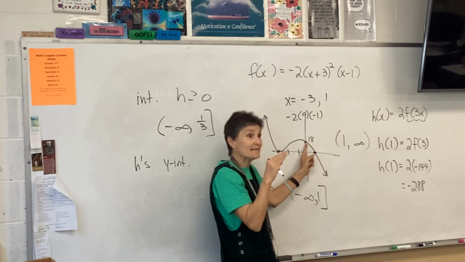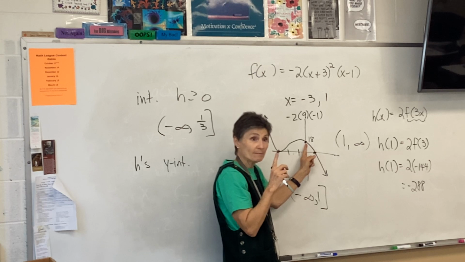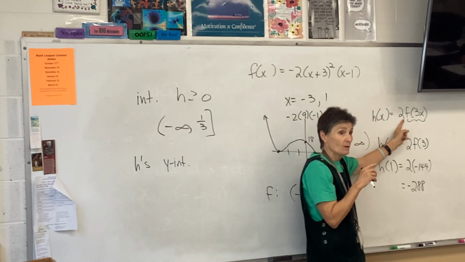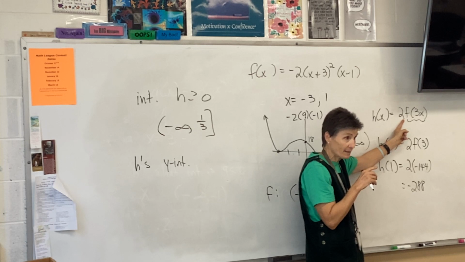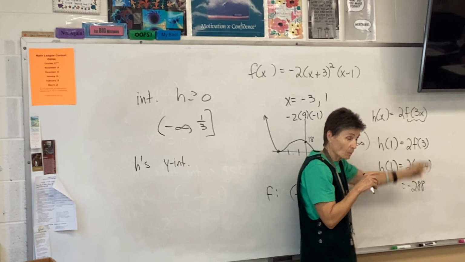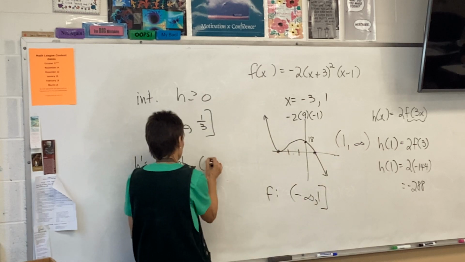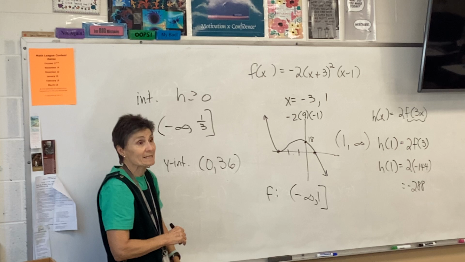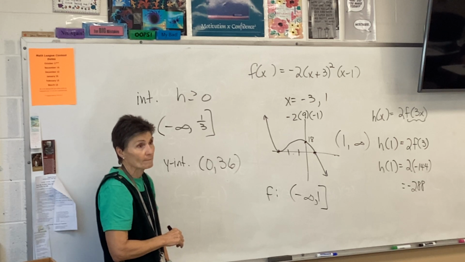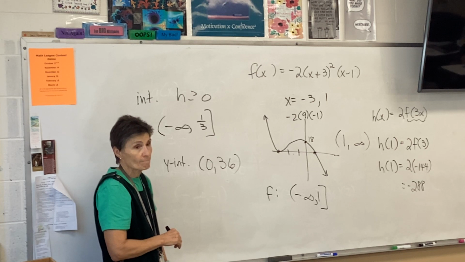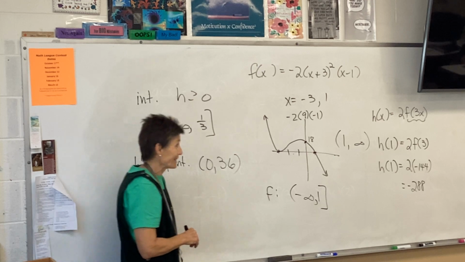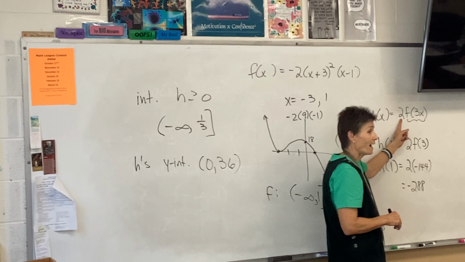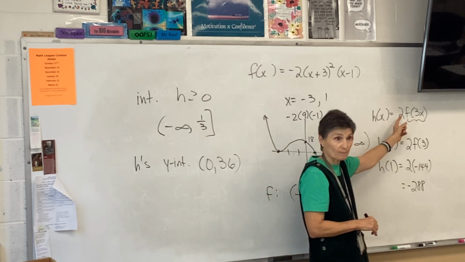So that height is 18, right? So what happens to this function? All the y's get doubled. So where's the y-intercept for this guy? 36, because it's twice as tall as it was before. X's get divided by 3, y's get doubled in this function.